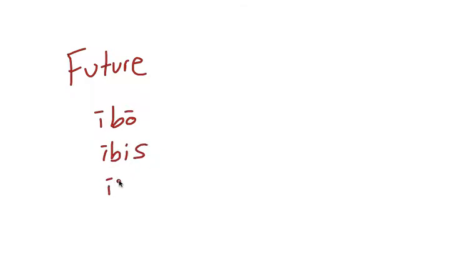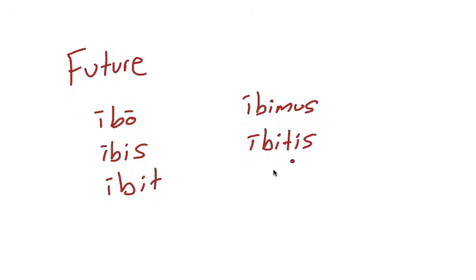Okay, future is just as simple. It's ibo, ibis. So we take off the re and add future tense endings for first conjugation. Ibit, ibimus, ibitis, and ibunt. Okay, and if you're translating ibo, I will go.